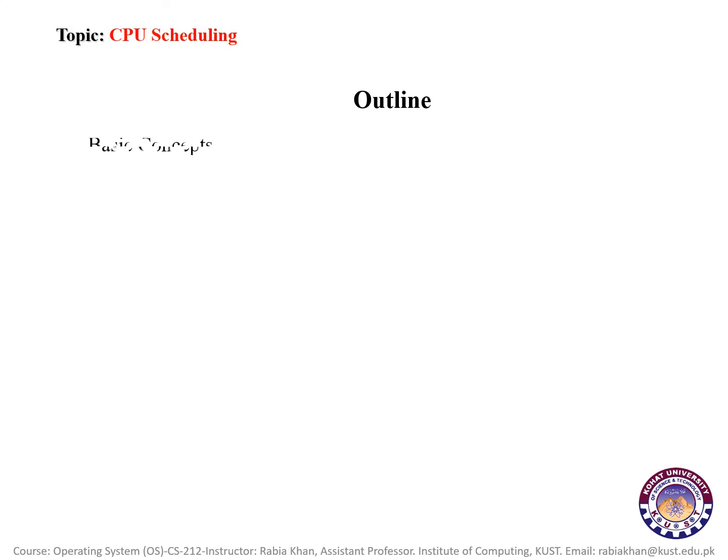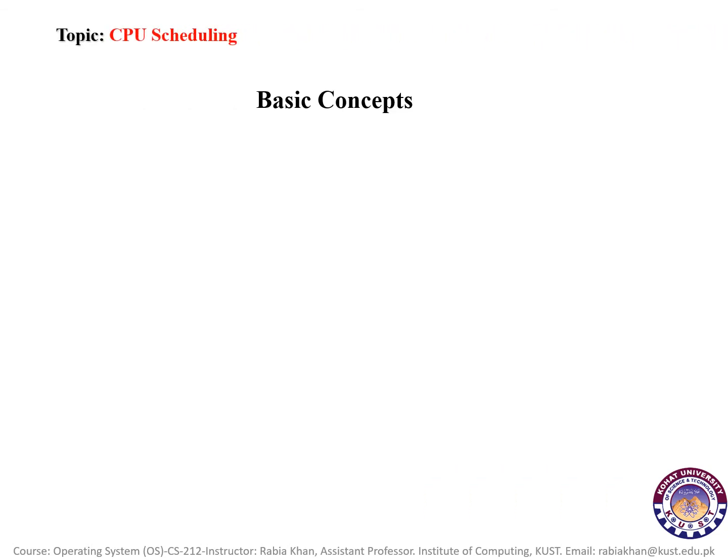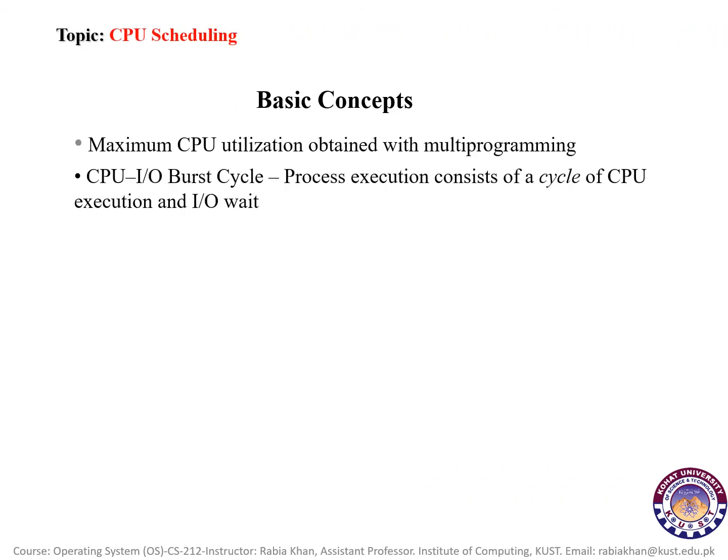Let's proceed with the first topic, and we have to revise some basic concepts. These are the concepts we had already discussed earlier in previous chapters. So what are those fundamental concepts? We already know that maximum utilization of CPU can only be obtained with multiprogramming.